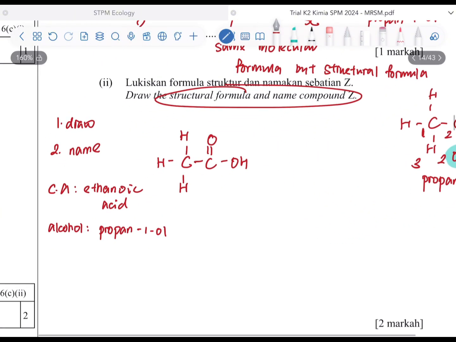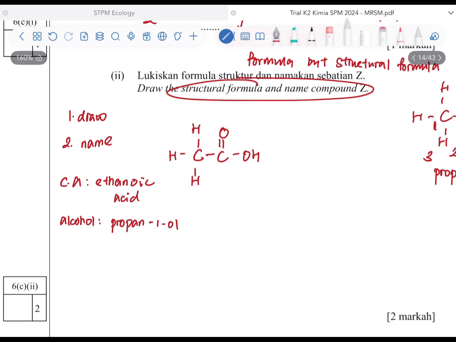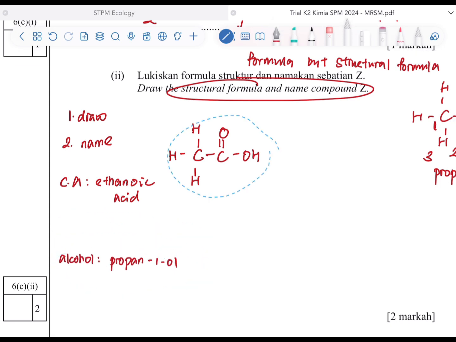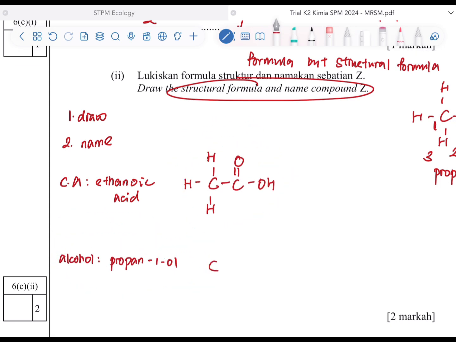Okay, and the chemical formula for the alcohol, which is propan-1-ol, would be CCC, because it is propan, so it has 3 C, and 1-ol is because the hydroxyl group is at carbon number 1. So no matter if you start from left to right or from right to left, it's still the same.